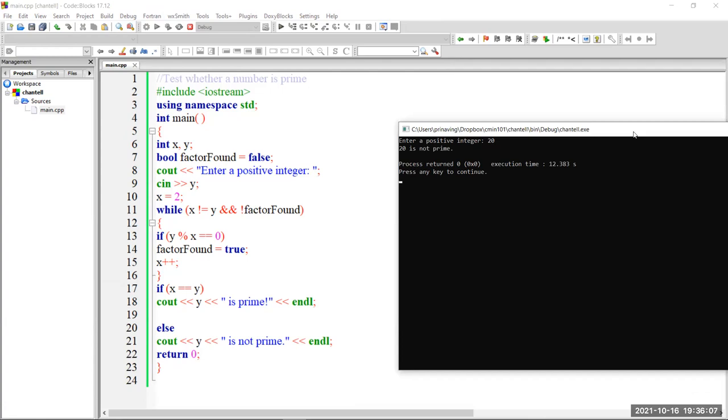It says enter a positive integer. 20. 20 is not a prime number. That's true. Yay! I'm happy with that. So let's see what happens here. I look for 20, x is not equal to y. That means 2 is not equal to 20, that's true. And not factor found: factor found is false, it's not found. If y modulus x is equal to zero, right, y modulus x is equal to zero. All right, give me a second. Y'all have to just pardon me for a few seconds.